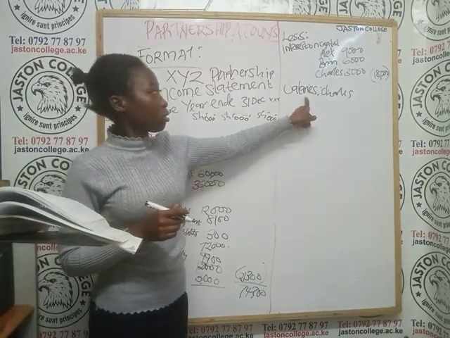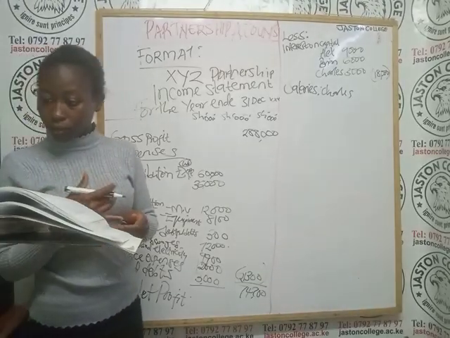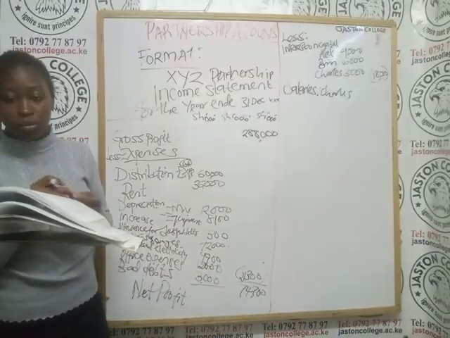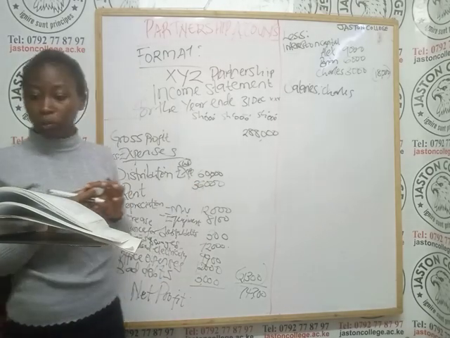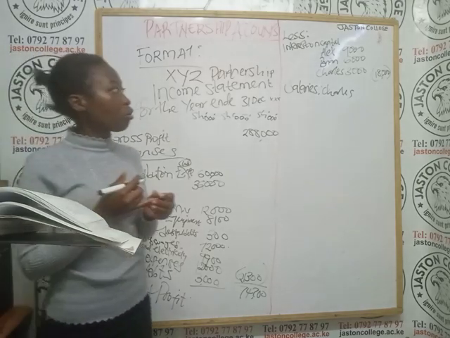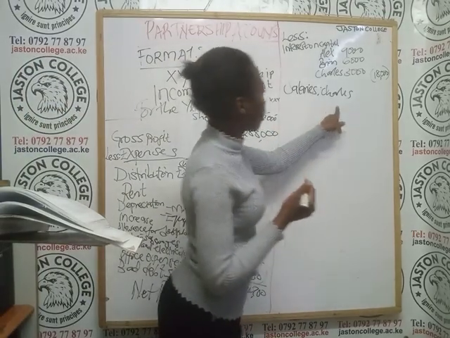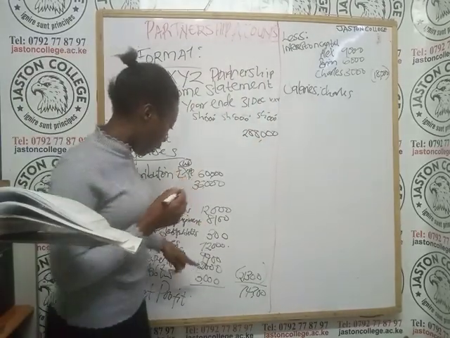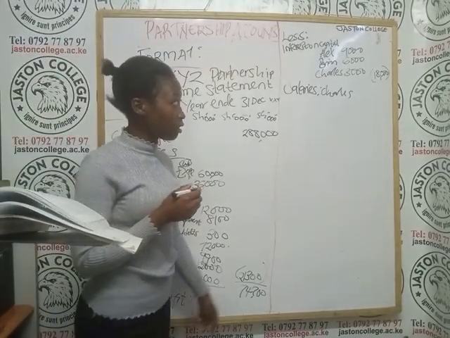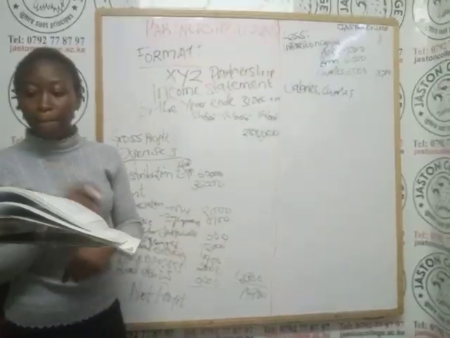So we are going to take Charles, who is paid a salary, and we are going to take the profit which is available for the partners to share. We are going to share the profit in the ratio 3:2:1. So we have salaries, that is for Charles. We are going to take our net profit, which is 7,700, and we are going to allocate it to each and every partner.